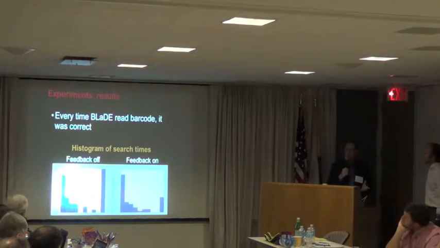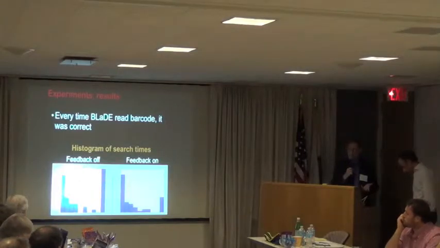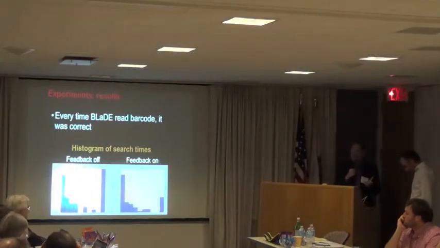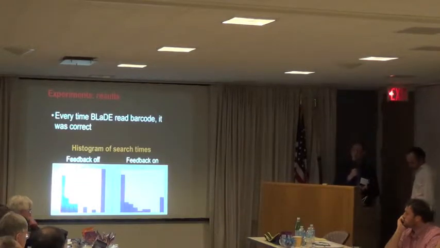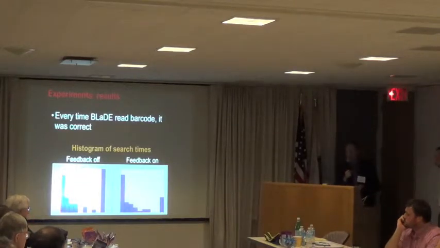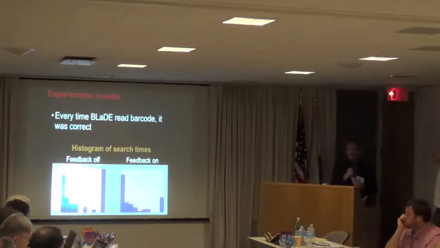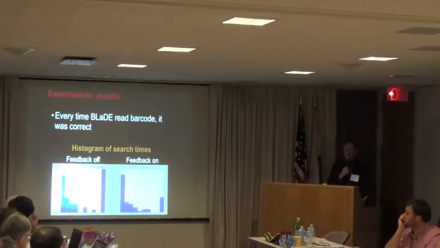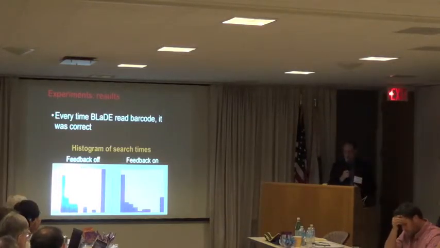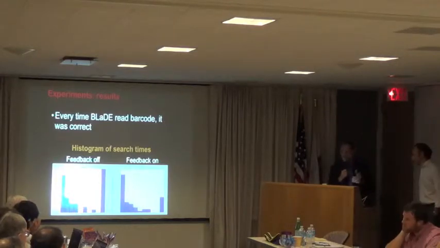So the first thing to say is the way that BLADE is constructed, every time it reads a barcode, it's corrected. I haven't seen it make a mistake in a very long time, and that's part of the way that the algorithm is designed. So it may actually hesitate before it's sufficiently confident. And there are histograms down here of search times that suggest that the search is a little bit faster with the feedback on.